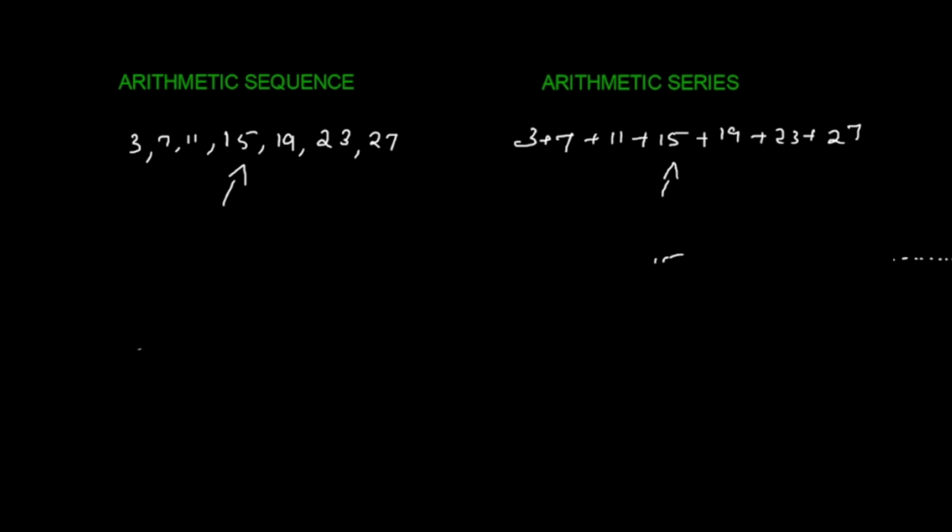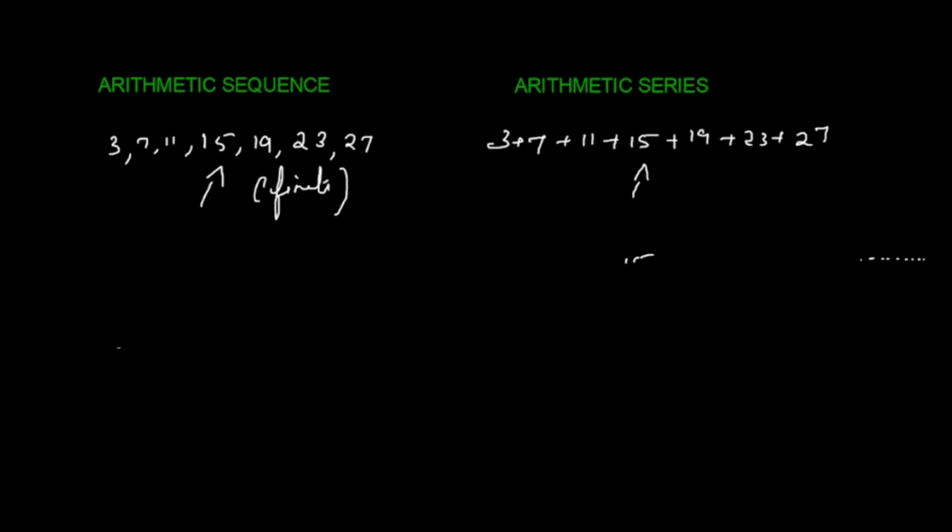Which is a finite one? 3, 7, 11, 15, 19, 23 and 27. This is a finite sequence. Why is it finite? Because it has a beginning and an end. You see, this is the beginning number and 27 is the ending number. So that's why this is a finite sequence, right?